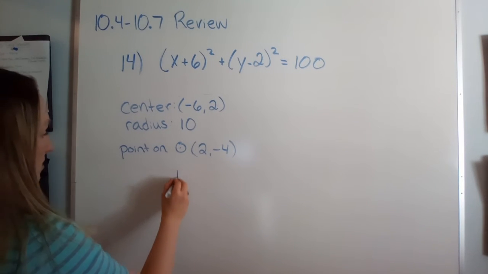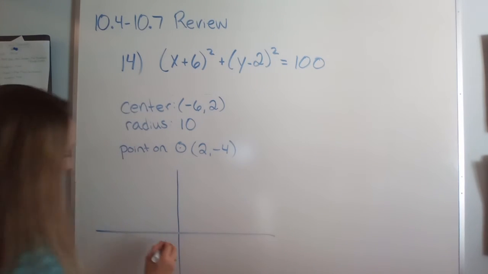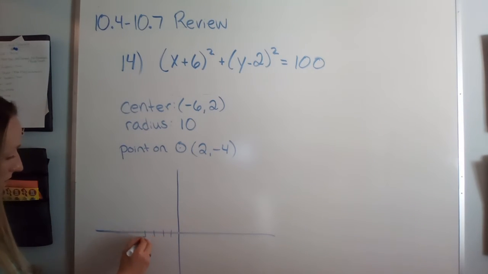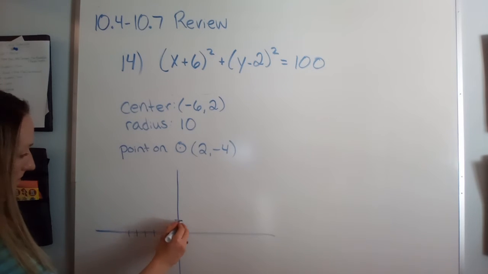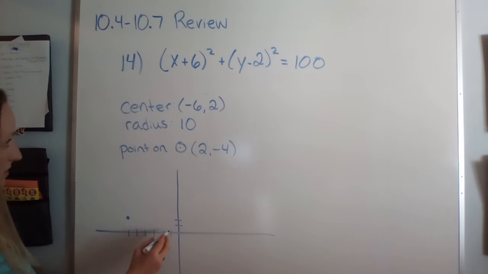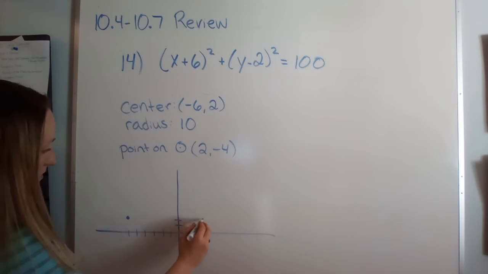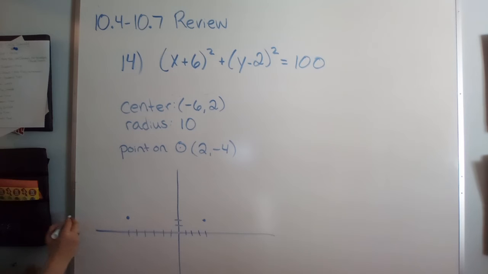So your center is -6, 2. That's your center of the circle. The radius is 10. So from here, I'm going to go 10 units up, 10 units down, right and left. So that's out 6. So here, I'm probably going to be like off the board.